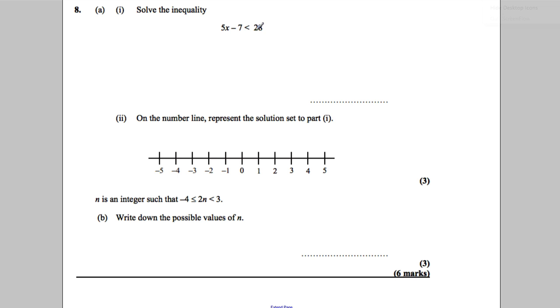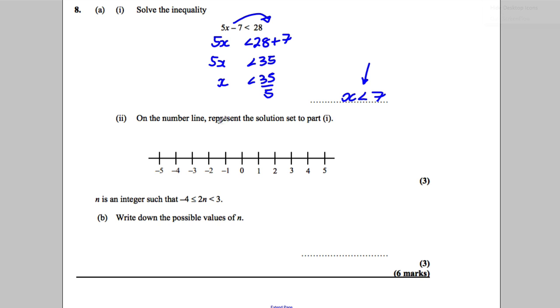Right, so solve this. So add 7 to both sides. 5x would be less than 28, add 7. Remember to preserve your inequality sign. 5x less than 35. Divide by 5. X less than 35 over 5. And so x is less than 7. You must write that or you will get it wrong.